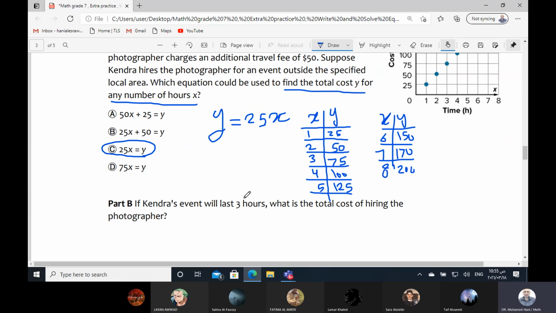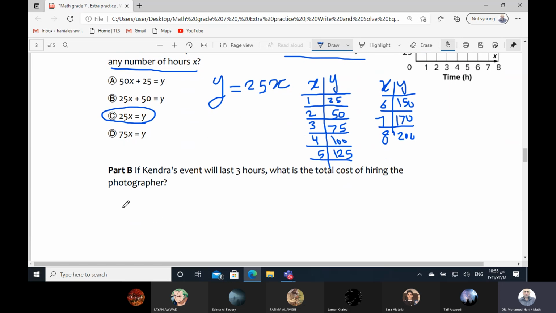Okay. Right. Part B, if Kendra's event will last 3 hours, what is the total cost of hiring the photographer?